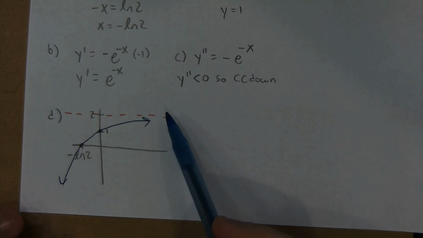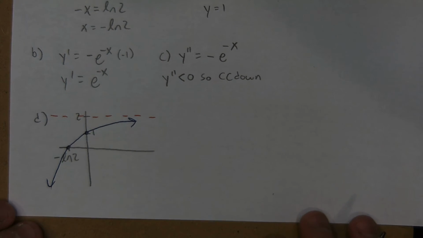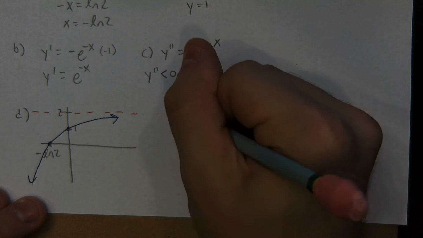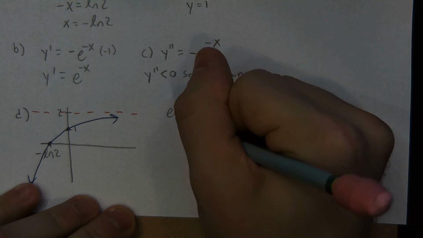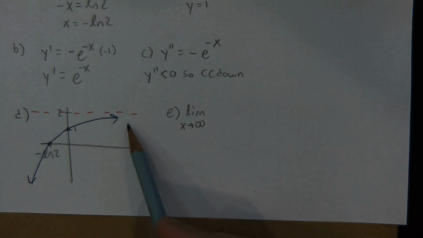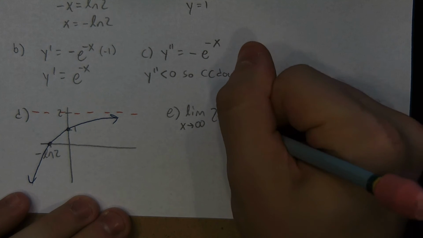You see, this is a horizontal asymptote. Part E asks you to explain why y equals 2 is the horizontal asymptote. And in order to do that, we're going to use some limits. So E, the limit as x approaches infinity, because remember, horizontal asymptotes are always results of approaching infinity, and you can see as I go to the far right, I'm getting close to this line of my function.